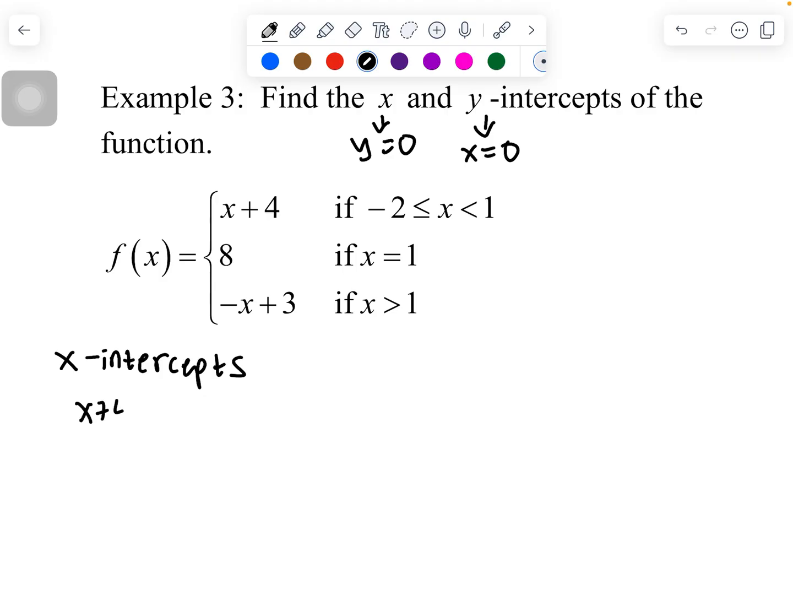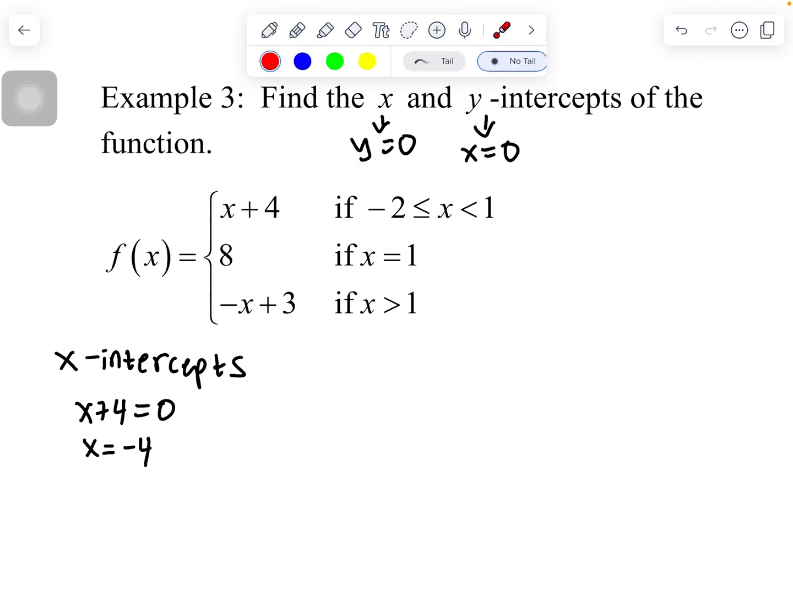So we have x plus 4 is equal to 0. I'm going to find this for all pieces and figure out whatever values I get. If they work in the inequalities that were given for those pieces, that's an x-intercept. We could have more than one. So in this case, x is equal to -4.